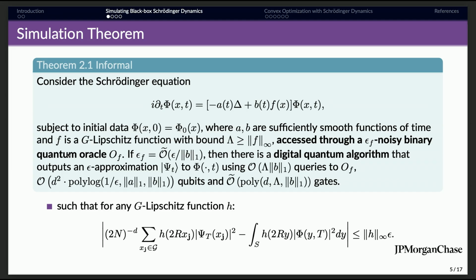So here we provide one is the query complexity, which is the total energy throughout time. So this is lambda L1 into L1 norm of B, where lambda is a bound on F throughout the entire hypercube. And the main thing we also looked at is figuring out the number of qubits required. So you require on the order of d squared qubits; they're sufficient to discretize.